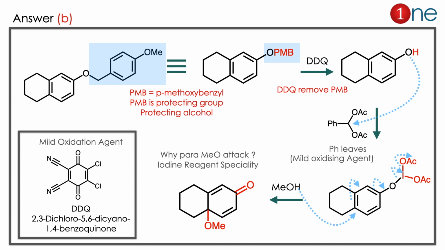So here you have to learn two important reagents. One is PMB. PMB is used to protect the alcohol and it can be deprotected by DDQ. DDQ is dichlorodicyanobenzoquinone. The second reagent is the phenyl iodine acetate reagent. It is a kind of oxidizing reagent. It always favors the quinone kind of architecture.